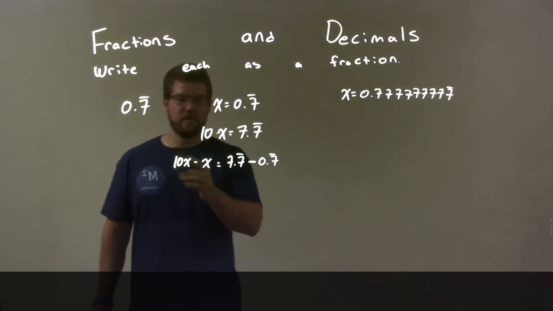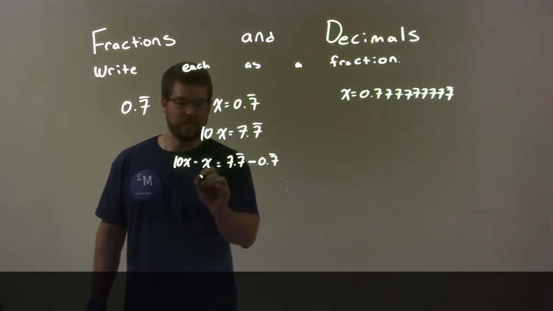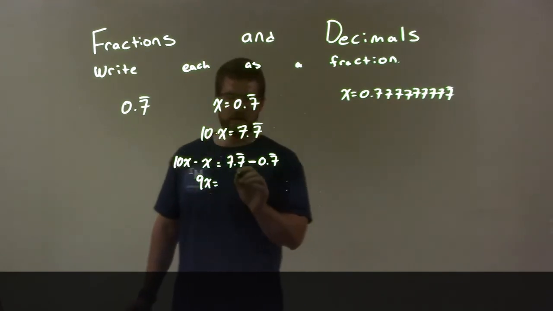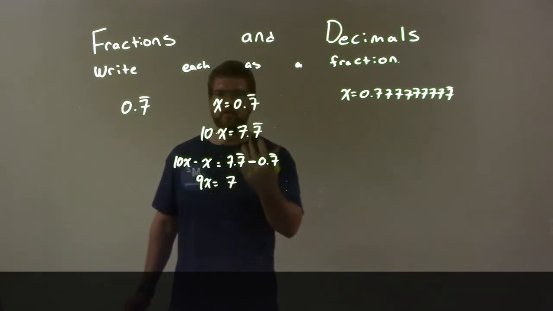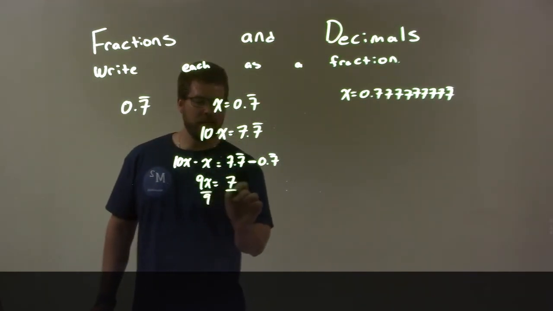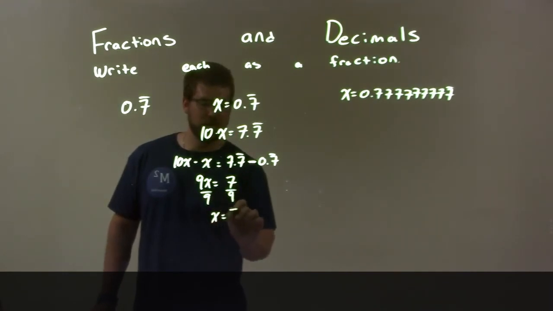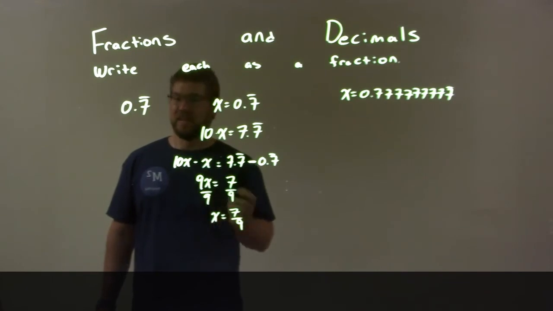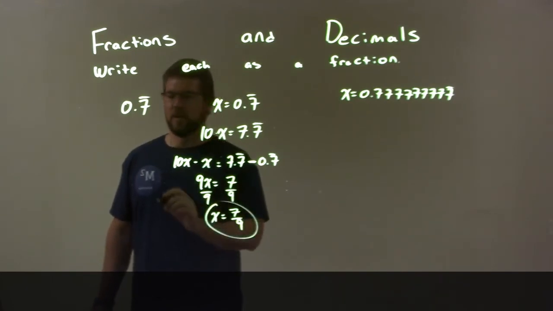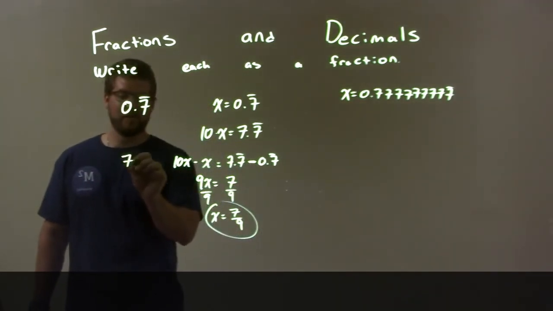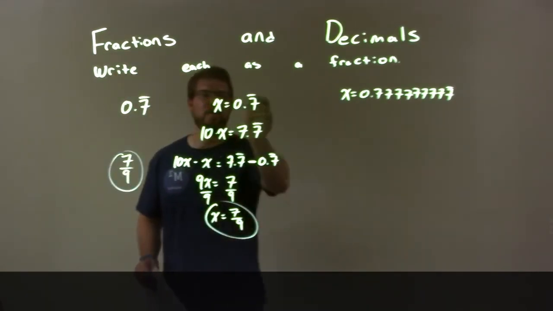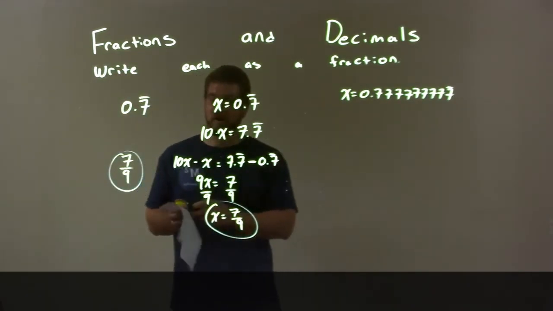I can simplify this. 10x minus 1x is 9x. 7.7 repeating minus 0.7 repeating is just 7. Solve for x. I divide by 9, and I get x equals 7 ninths. And we can't simplify anymore. So again, our final answer is just 7 ninths. That's what x is equal to. x is also equal to 0.7 repeating, and so we are done.